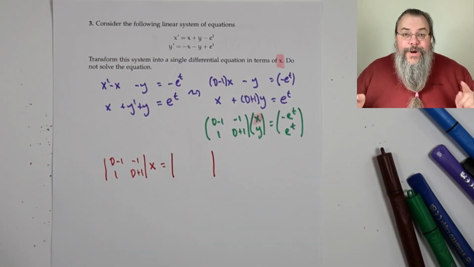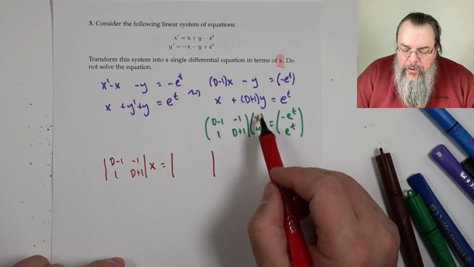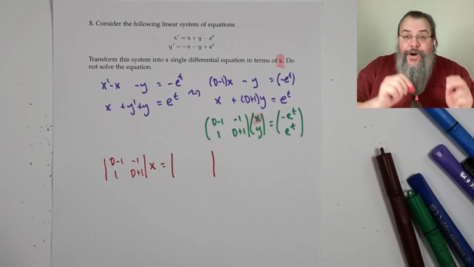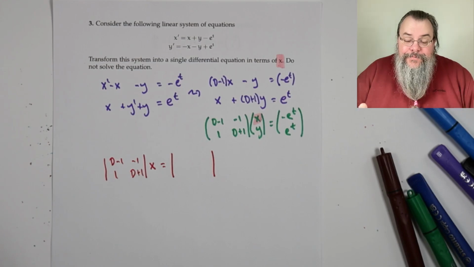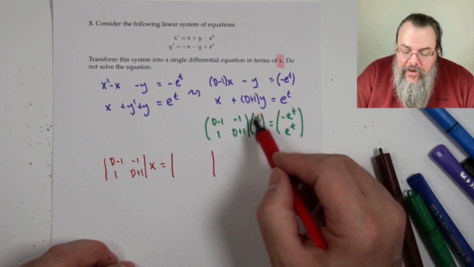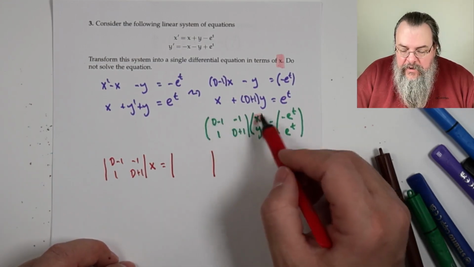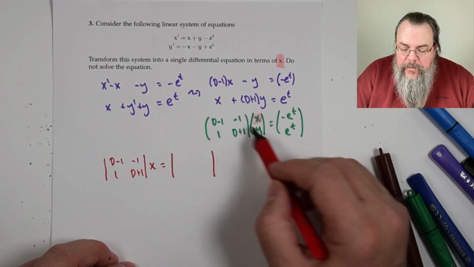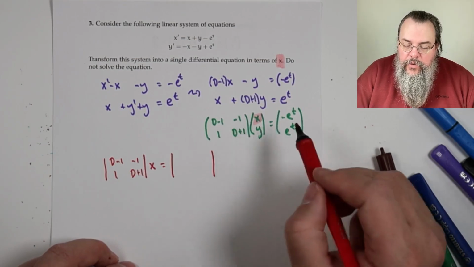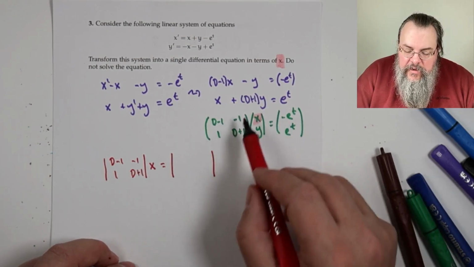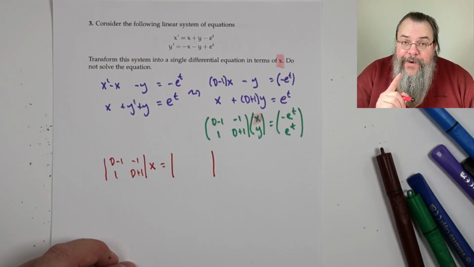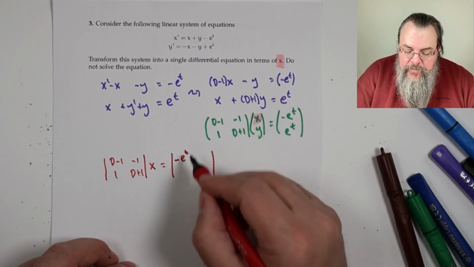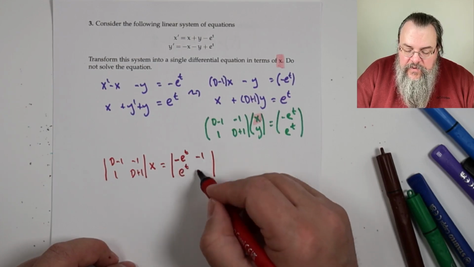Now, here is where we need to pay attention. There's x and y, and we have to pay attention. What is the x column? What is the y column? Well, the x column is the first column. See how x is the first entry? First column. The y column is the second column. Second entry, second column. So what we're going to do now is we're going to take this determinant, but we're going to modify it by replacing the x column. So that's the first column. And then we leave the second column alone.